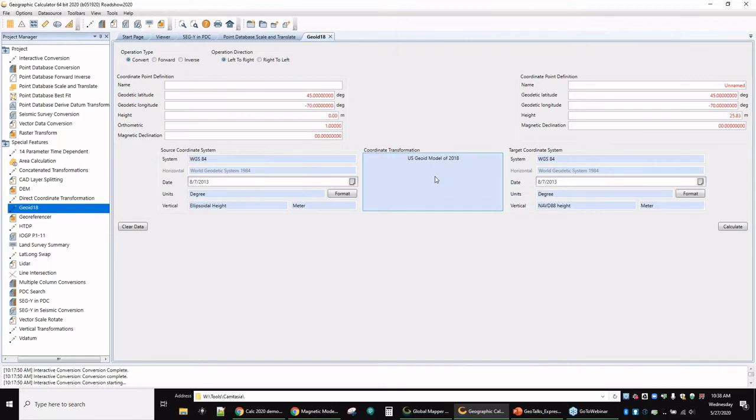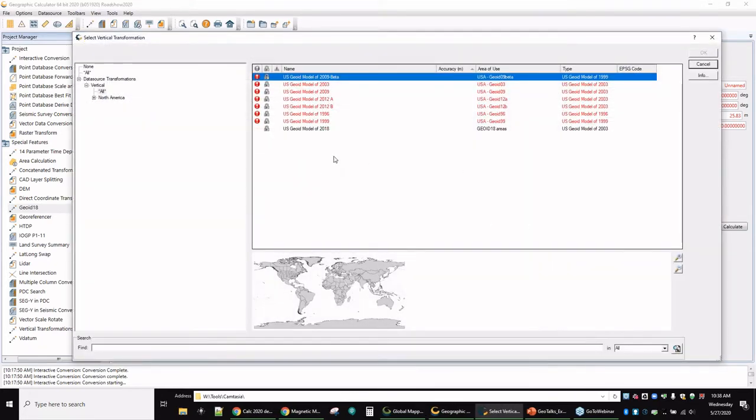What this model allows us to do is get from an ellipsoid height from something like WGS84 or NAD83 over to our national survey datum called NAVD88, the North American Vertical Datum of 1988. Here in the States, we have a number of different geoid models. And now I'm just going to call out that you'll see all of these that are in red here. The red with the exclamation point indicates that those are models I don't actually have locally on my machine.